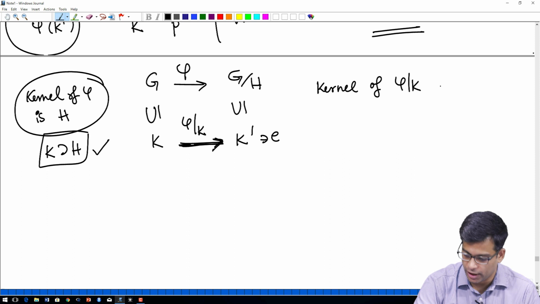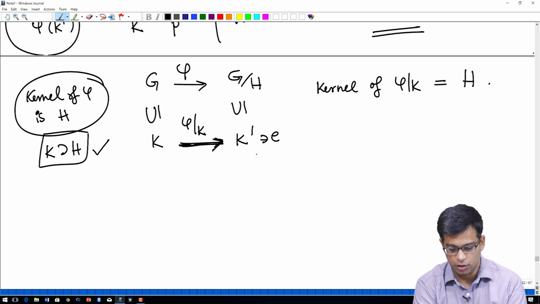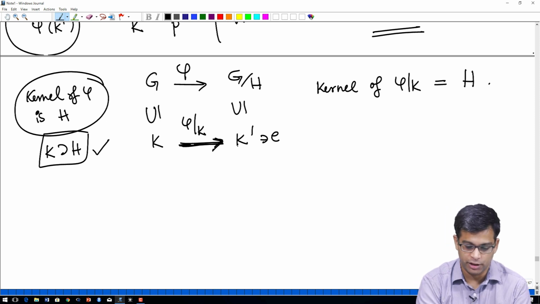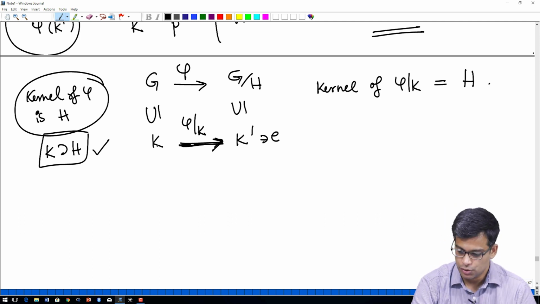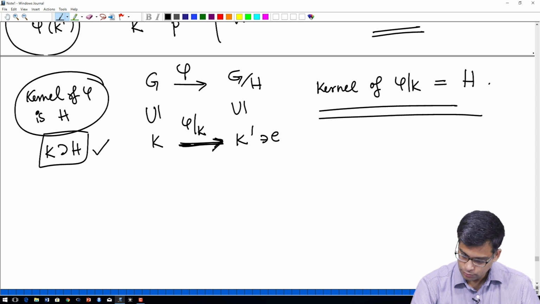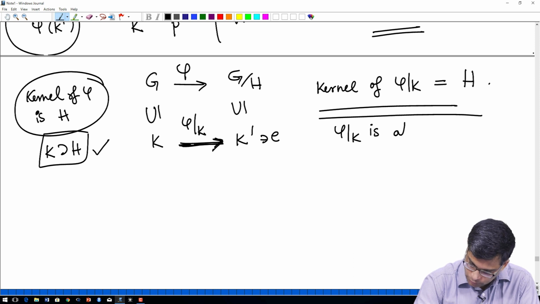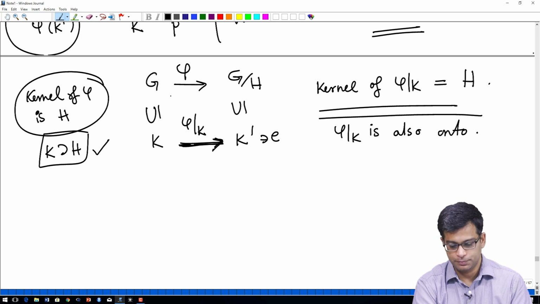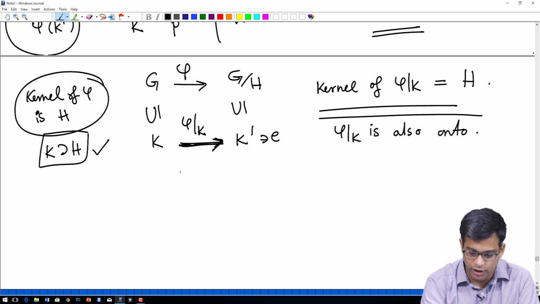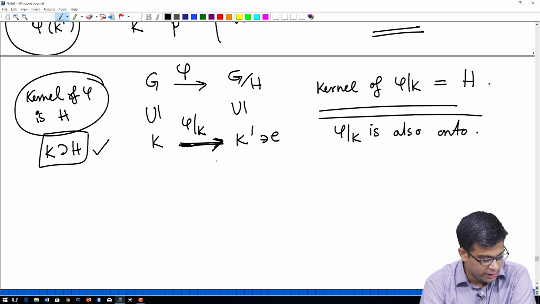The kernel of phi restricted to K, I claim, is also H, because how can something go to the identity element here? If it goes to the identity element here, it already goes to the identity element there. So, it is in H. If something is in H, it is already in K. So, the kernel of phi restricted to K is H, and of course, phi restricted to K is also onto, because phi itself is onto. So, forget the rest now, focus your attention on this map and apply the counting formula, or the first isomorphism theorem really.